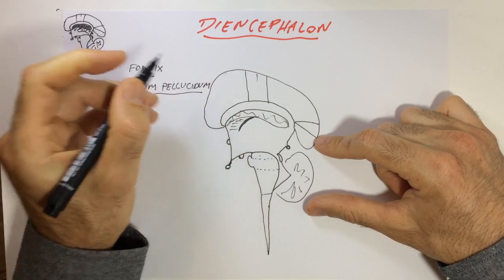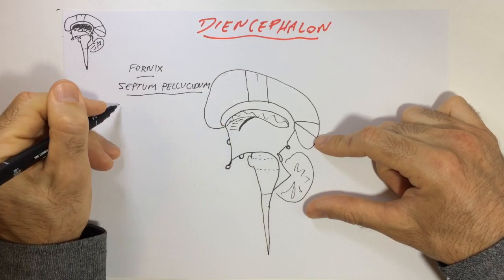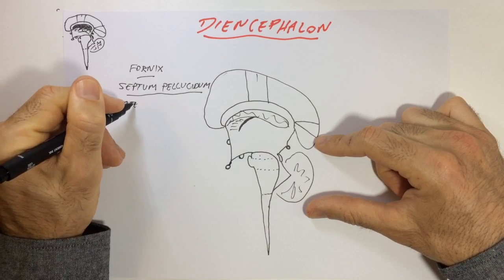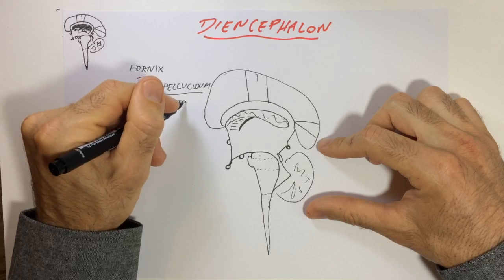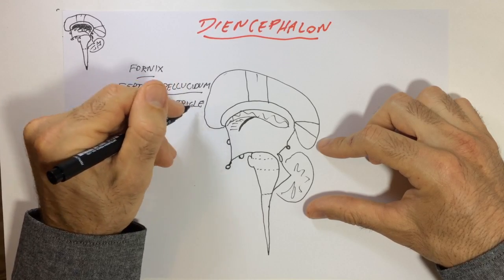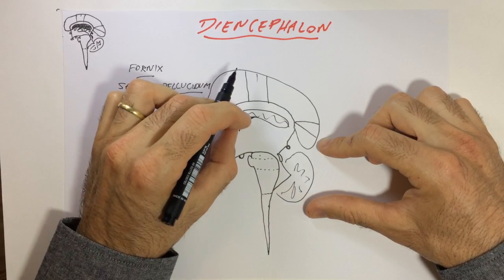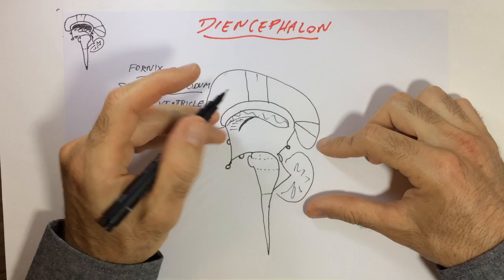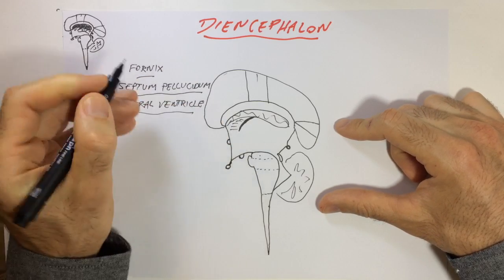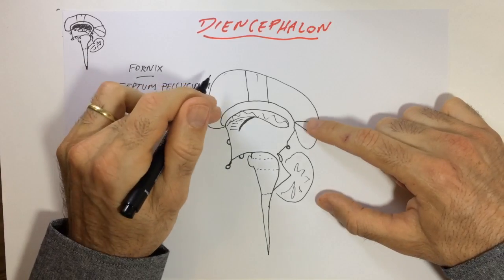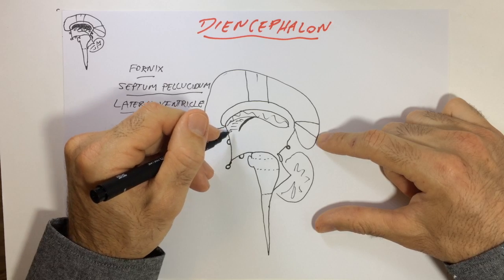lateral ventricles. So in the back of the septum pellucidum, we have one lateral ventricle. If we remove the septum pellucidum, take it out of here, there in the back we are going to have a whole space that is called lateral ventricle, that is inside the hemisphere, that is filled up with cerebral spinal fluid.